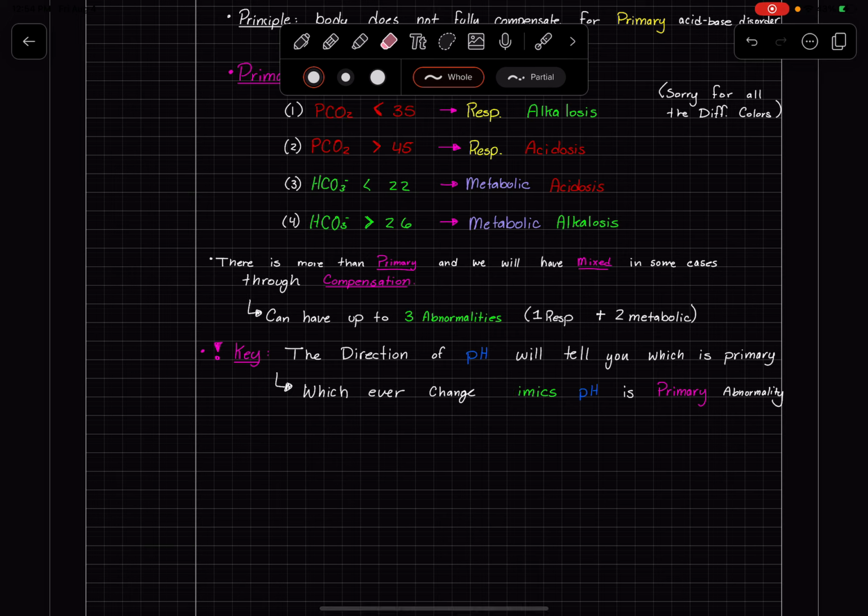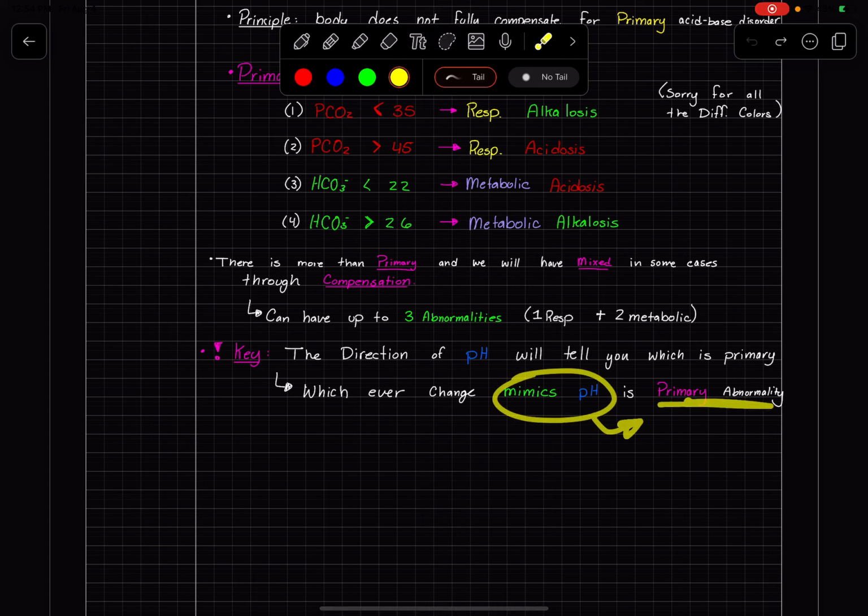Whichever one mimics the pH has the exact same. Oh, I almost erased that. Oh, I did erase that. There it goes. Whichever one has the same value or process, that's going to be your primary abnormality. And it'll make more sense later on. This is just in words.